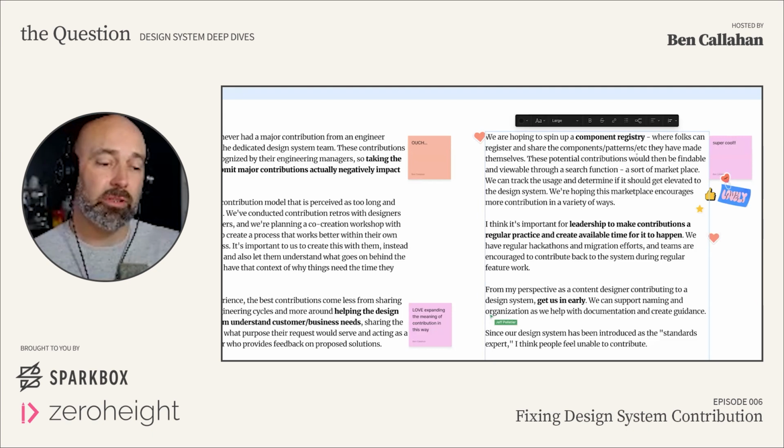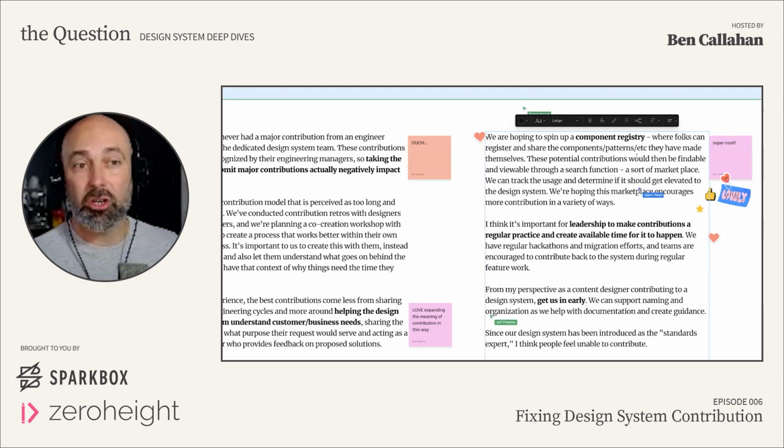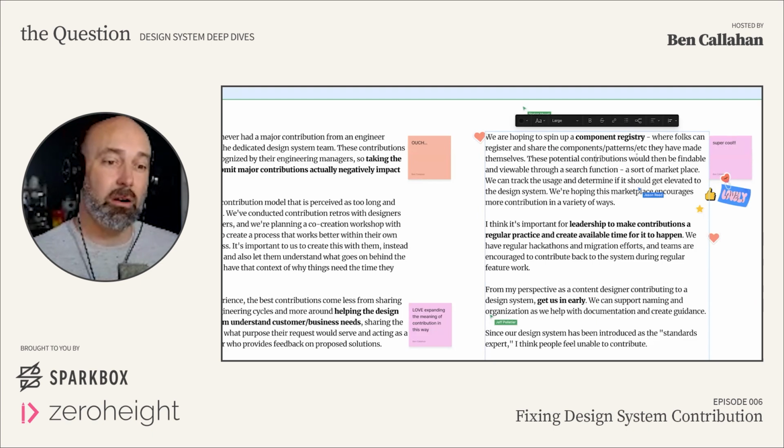Where there's a place where folks can put stuff, and then as others search that and find it. And when they see things that are being reused, we maybe elevate that. But anybody have something like that working or aspiring to?